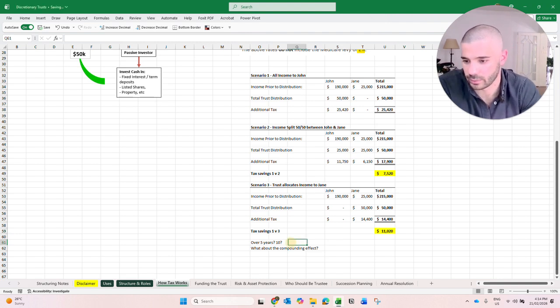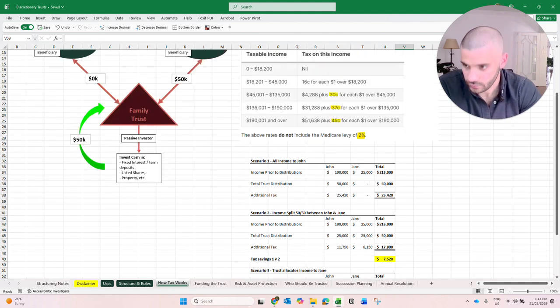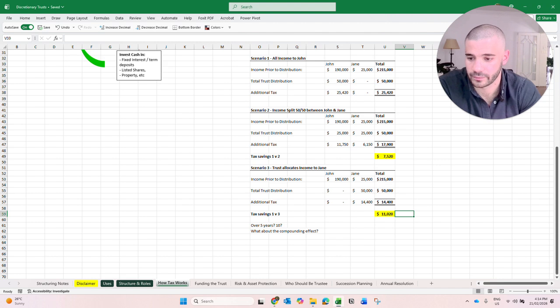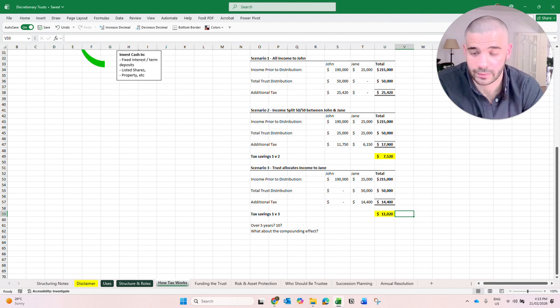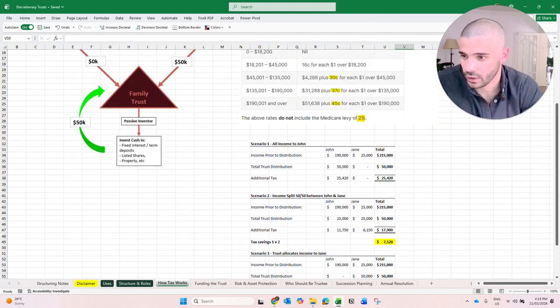Now that's just in year 1. Have a think about what would happen over 5 years, 10 years, 20 years. Those tax savings each and every year are going to continue, so long as we keep investing and using the trust. And then the other thing to think about is actually the compounding effect. You've just saved $11,000, so you can then go and reinvest that in more shares or more property, whatever you're doing. And year after year, that will compound and compound and compound. And so the tax savings are only going to grow and grow and grow as your wealth grows. Okay, hopefully that makes sense.